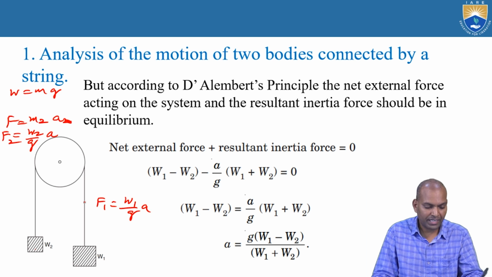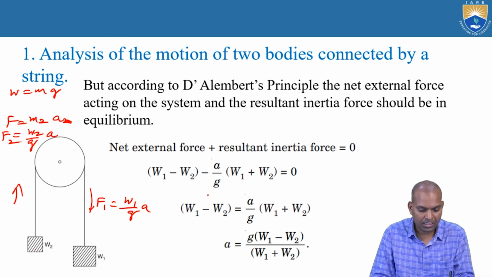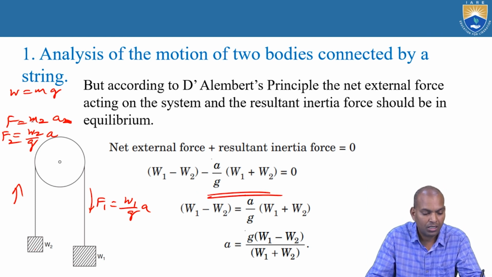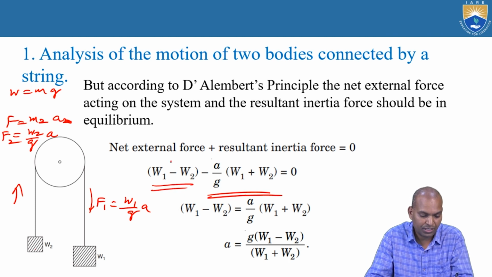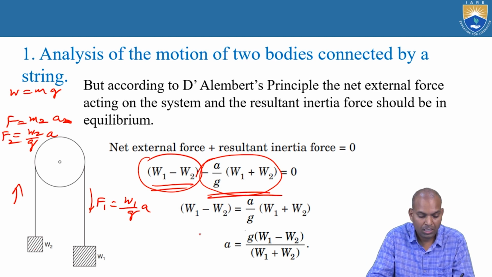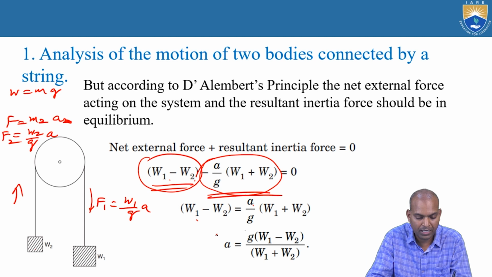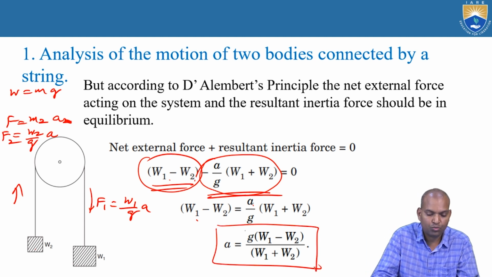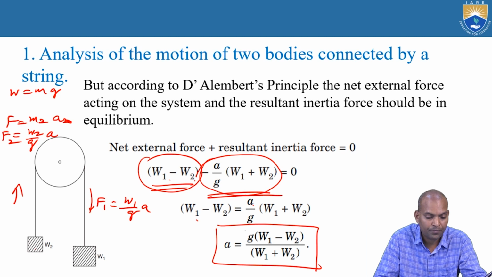Now if you take both in one direction, it is the inertial force acting here. Then the resultant inertial force is minus A by G times W1 plus W2. Here W1 minus W2 is the external force. The sum of the external force and the resultant inertial force equals 0. Now make it equal: W1 minus W2 equals A by G times W1 plus W2. From this, the acceleration A equals G times W1 minus W2 by W1 plus W2. That is what we get by using D'Alembert's principle for two bodies connected by a string.